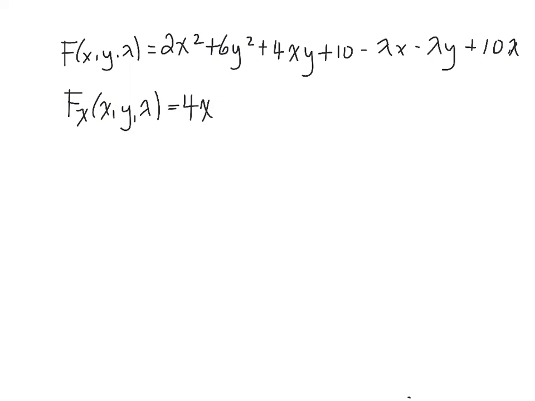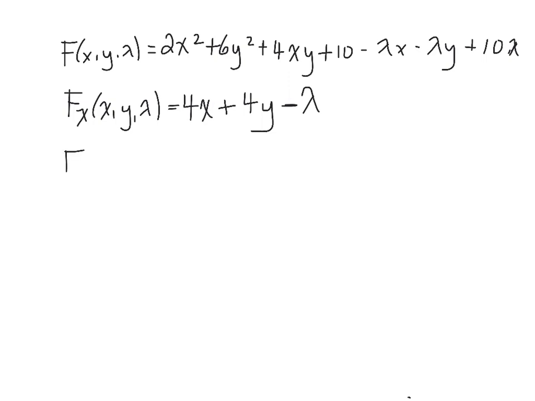Plus 4xy, it does have an x, and the derivative of 4xy is 4y. Plus 10, of course, that's a constant. The derivative is 0. Minus lambda x, so that has an x in it, and the derivative of minus lambda x is minus lambda. Minus lambda y has no x in it, so the derivative is 0. Plus 10 lambda, again, has no x in it. The derivative is 0 with respect to x.